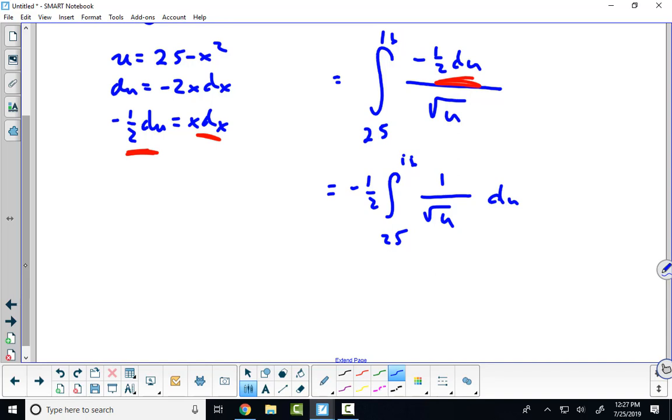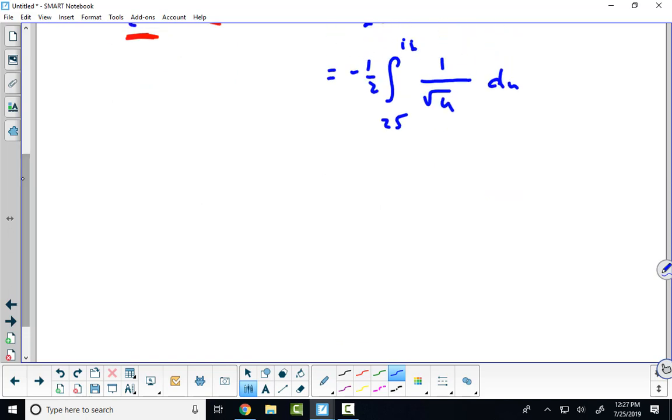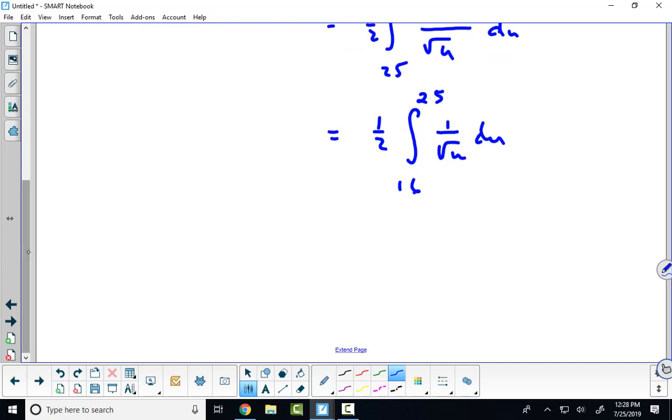Okay. Then our next step, folks. So I'm just going to pick it up here. Our next step was go ahead and change the limits of integration, or flip the limits of integration so we get 1/2. Do you have to? No, you do not. But you should practice doing it so you get comfortable with it.